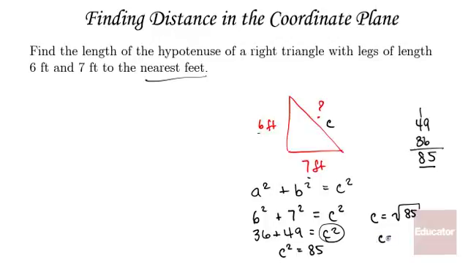So 81 would be closest, and c is approximately 9. And if we come back here and we say that c is 9 feet, that makes sense. The hypotenuse is the longest and 9 is larger than 6 and 7.